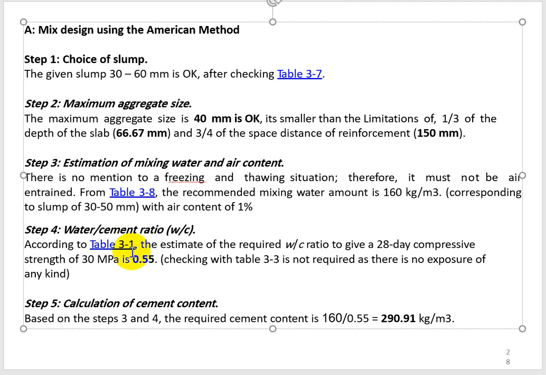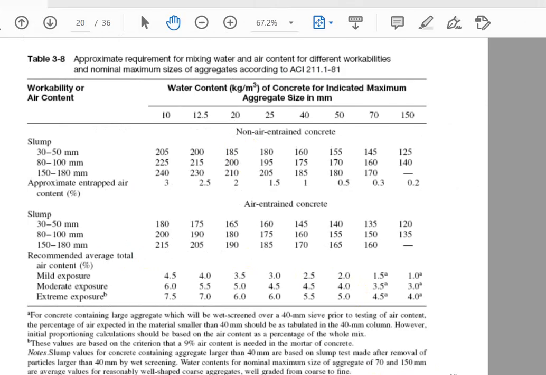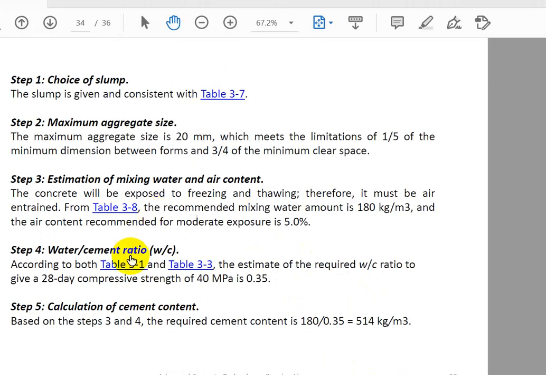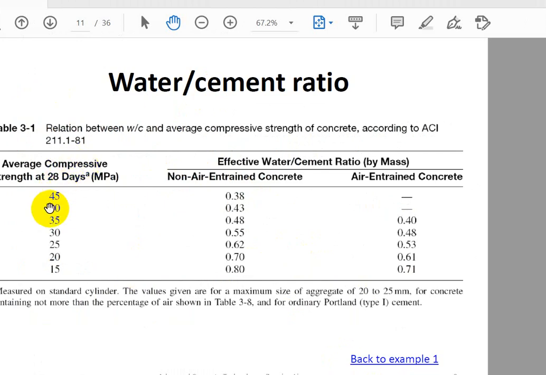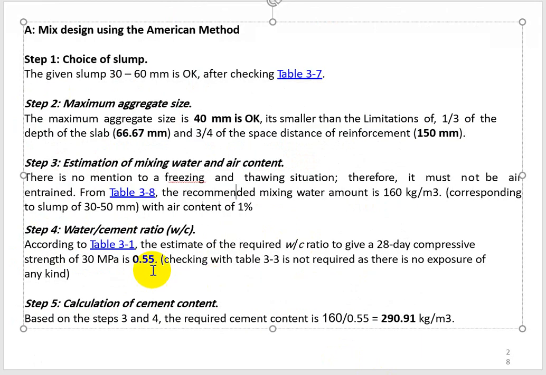We go to table 3.1 and we check that table. So what we have is non-air entrainment, and we have 30 megapascal corresponding to 0.55. So 0.55 corresponds to a strength of 30 megapascal.